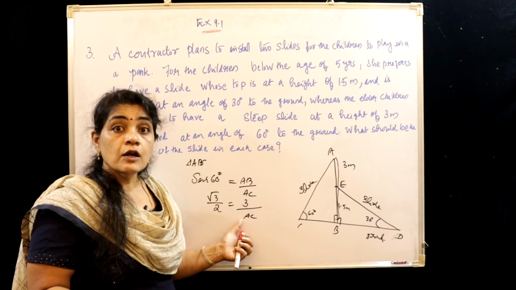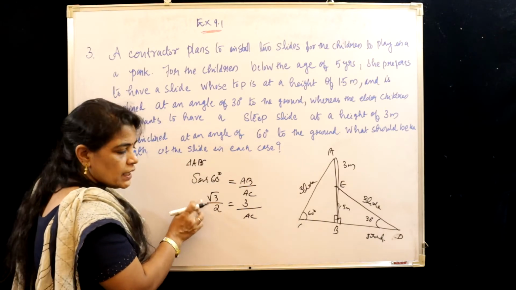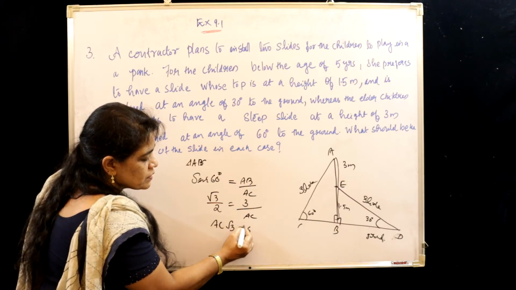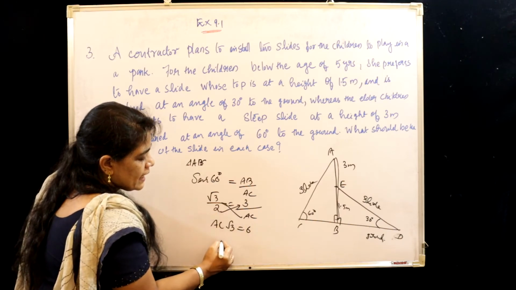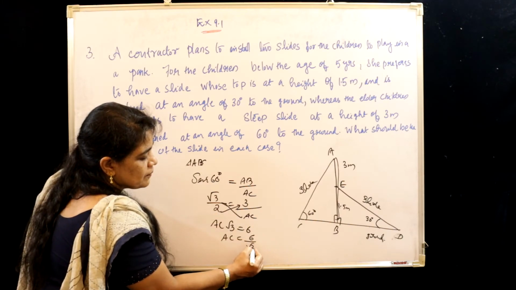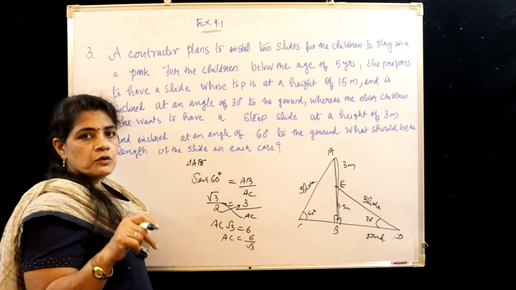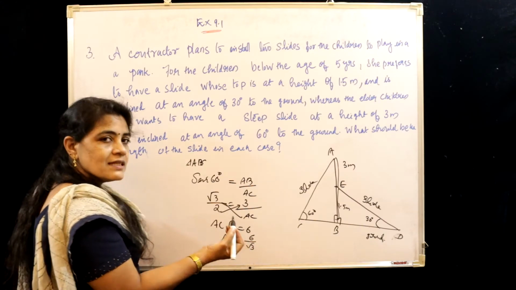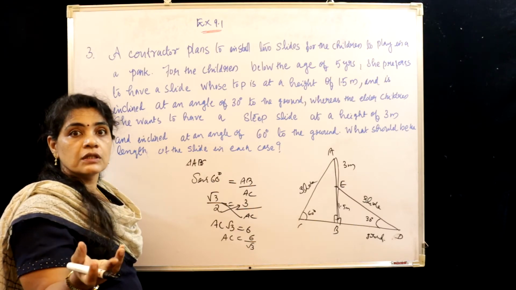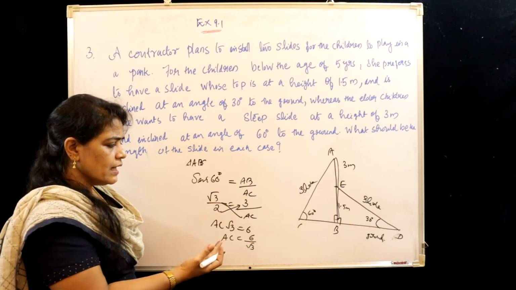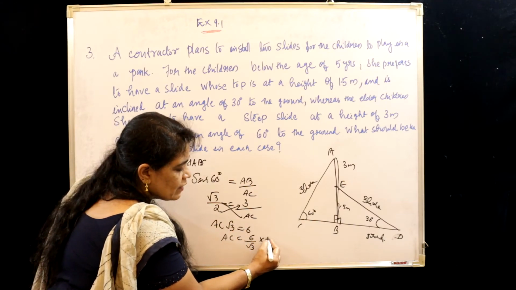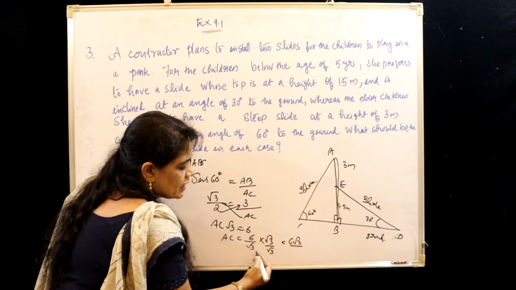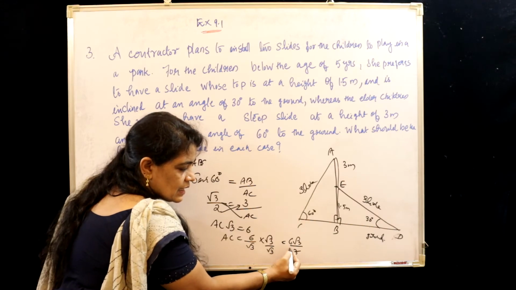So the next step is you can cross multiply, that is AC into root 3 equal to 2 into 3, which is 6. So AC into root 3 equal to 6, cross multiplication, and AC equal to 6 by root 3. Here since the denominator is irrational, you can rationalize by multiplying with root 3, or you can write 6 as 2 into 3 and 3 equal to root 3 into root 3. Anyway, you will get that answer. Here I am going to rationalize by multiplying and dividing with root 3. So 6 root 3 divided by root 3 into root 3, which is 3, and 3 into 6 is 2.